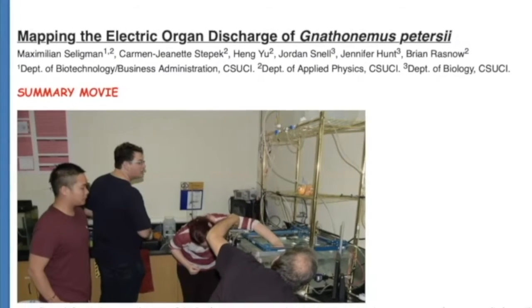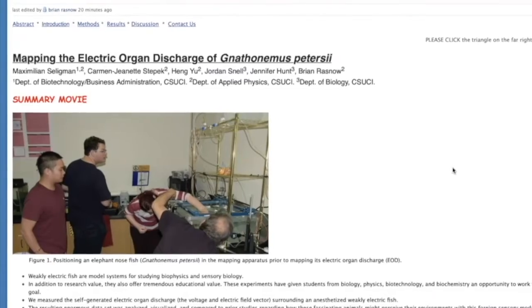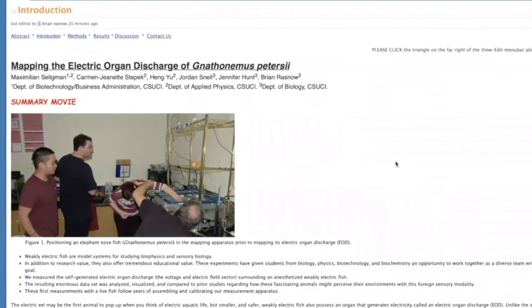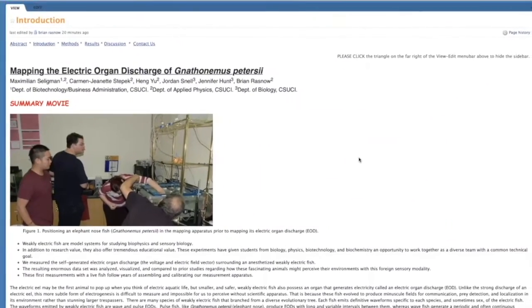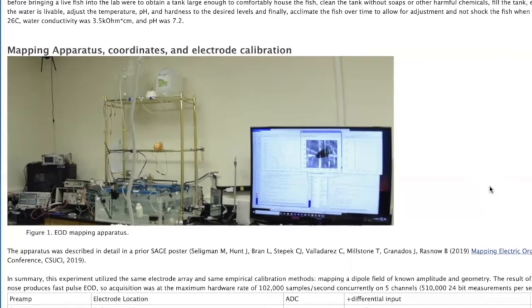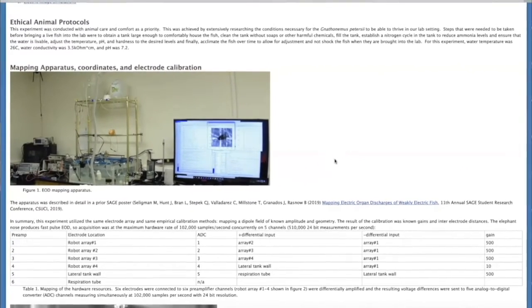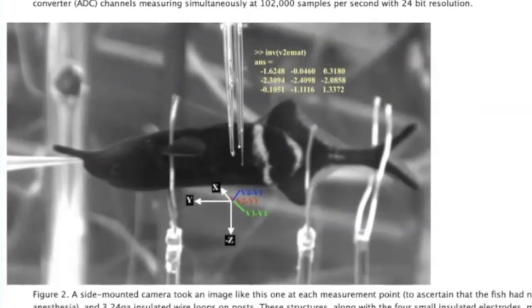This photo shows us on March 13th mapping the electric field of the weakly electric fish Gnathonemus petersii. So this is a picture of our mapping apparatus with the computer and electronics on the left, the mapping tank, robot and anesthetic in the middle, and the TV displaying an experiment in progress on the right. There's a camera on the side of the tank to size the distance and the size of the experiment.